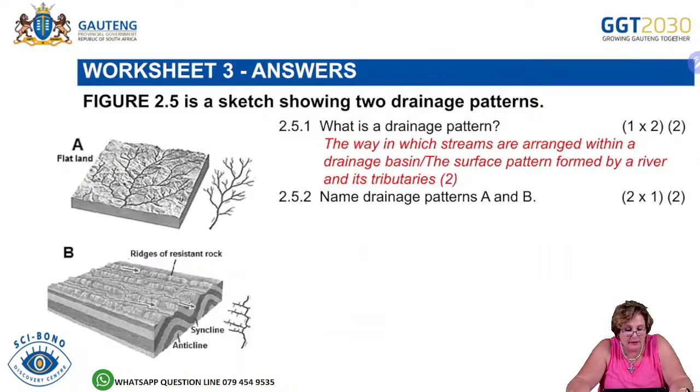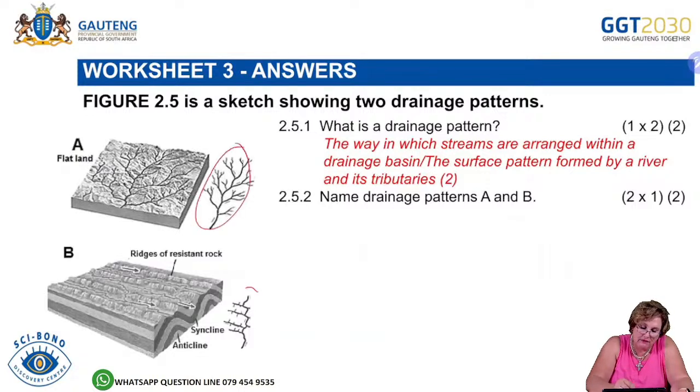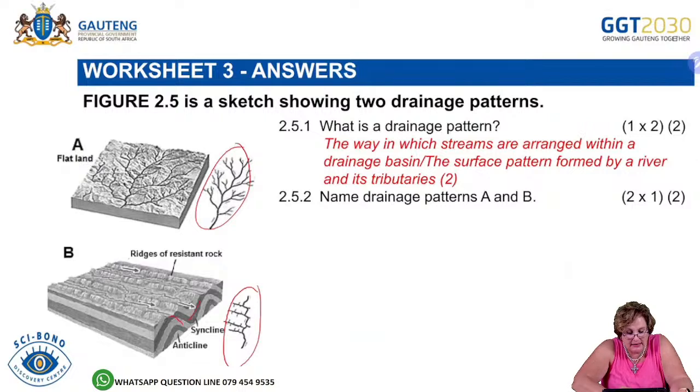Name drainage pattern A and B, and what is nice, they even gave you the simpler one. Now, if you see this anticline and syncline, it must already give you the answer for B. So A will be dendritic and B is rectangular. How do I know it?